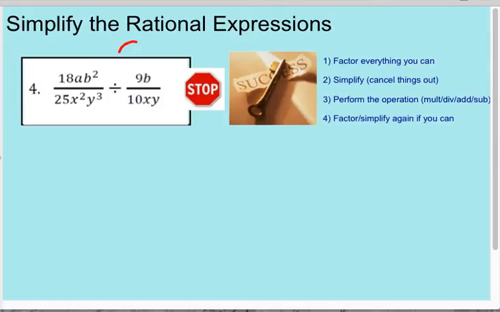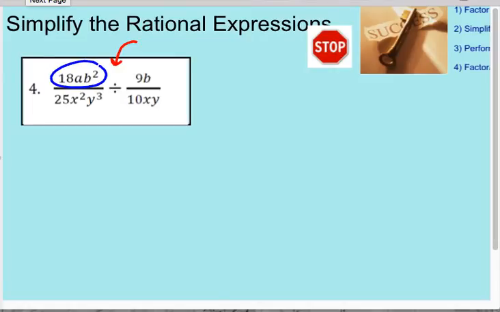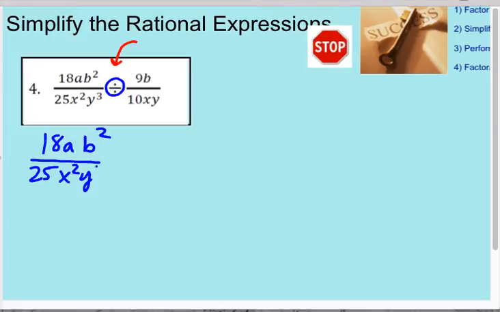Stop, collaborate, and listen. What do we got here? Division. So I can't factor anything because all of these are one term over one term. Okay, monomials. You don't really factor till you get into working with binomials. So, being it's division, I'm going to rewrite it as a multiplication problem, but multiplying by the reciprocal. So nothing changes there. Times 10xy in the numerator, 9b in the denominator.